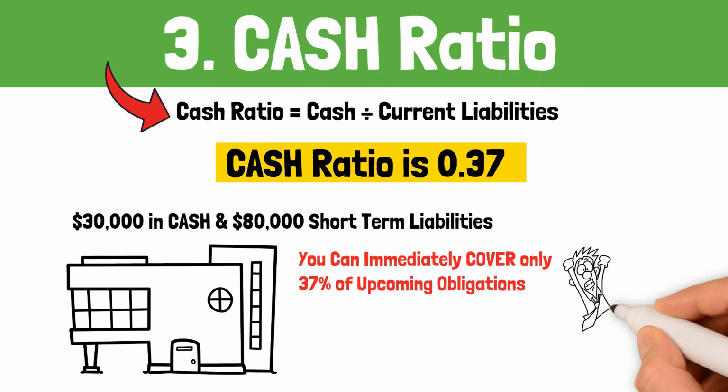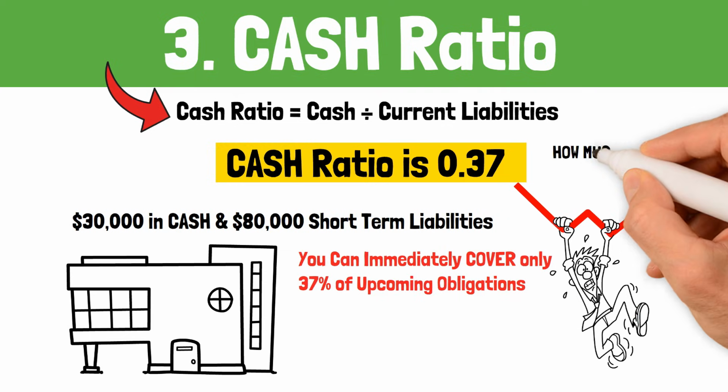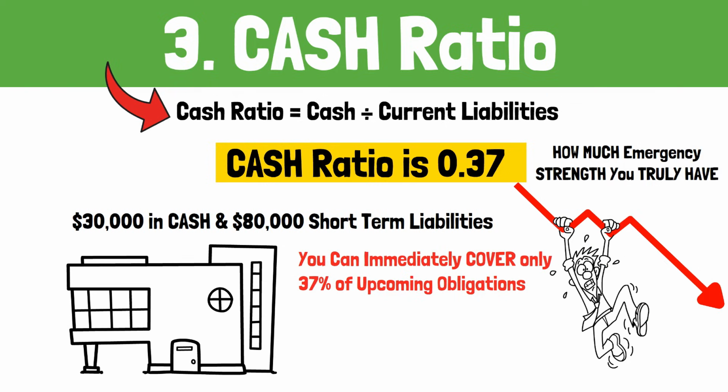This ratio is useful during economic uncertainty. While it does not need to be extremely high, it tells you how much emergency strength you truly have without relying on customers paying you or inventory selling quickly.